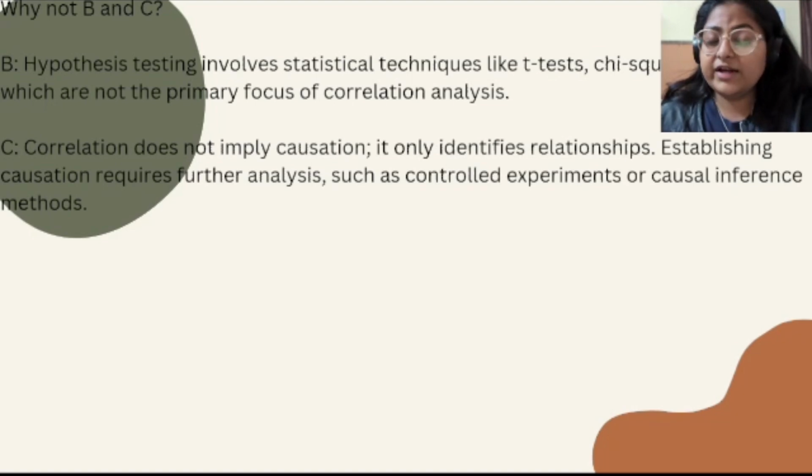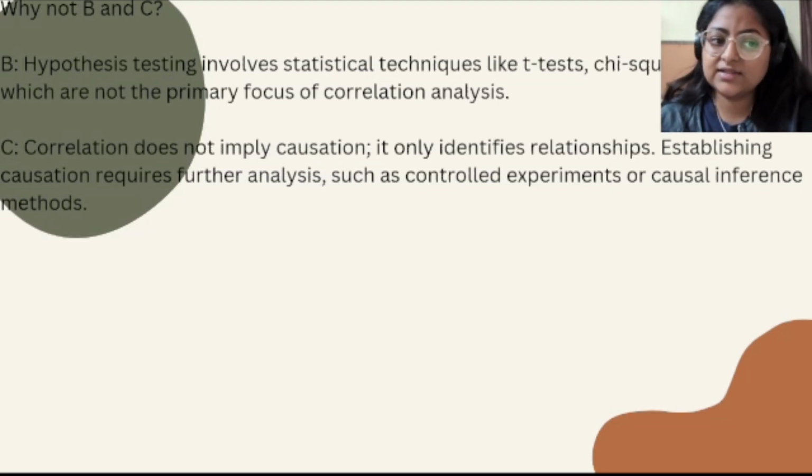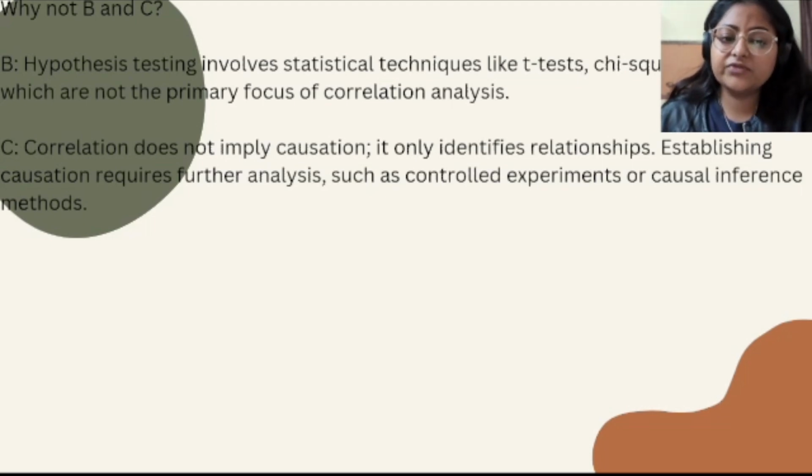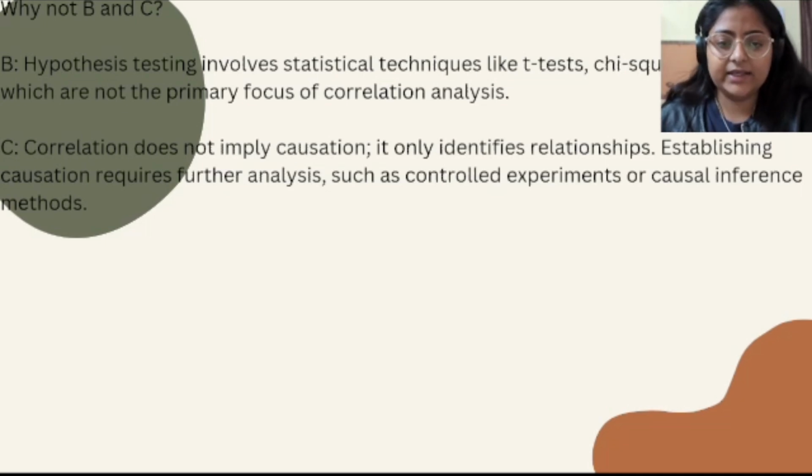And why we didn't choose options B and C? Because B is hypothesis testing, which involves statistical techniques like t-test, chi-square test, etc., which are not the primary focus of correlation analysis. And option C does not imply causation, it only identifies relationships. Establishing causation requires further analysis such as controlled experiments or causal inference models. That's why we have gone for options A and D.